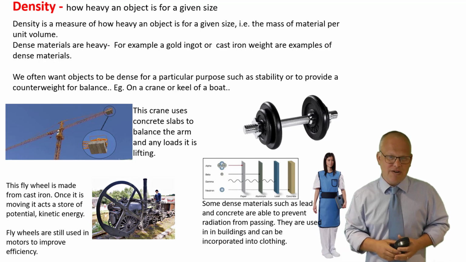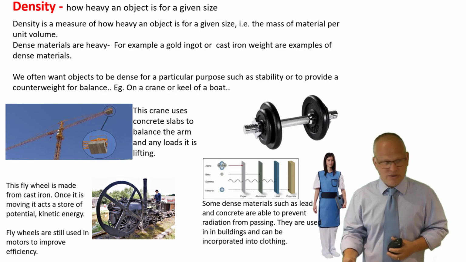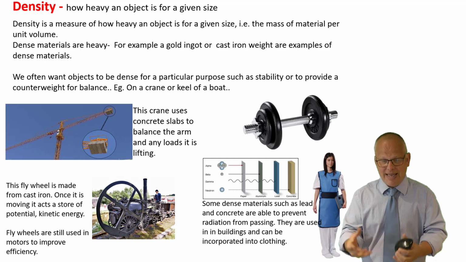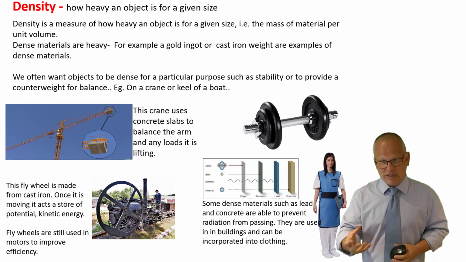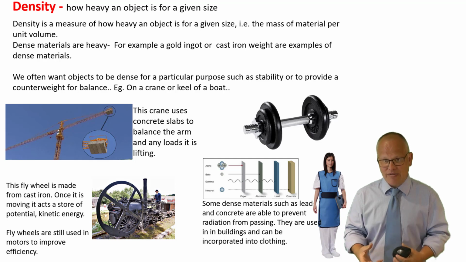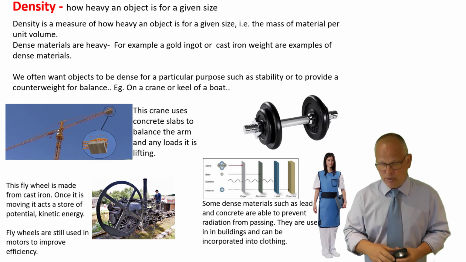Things like cast iron are really important for things like weights. If you want a given weight to stabilise an object, or if you're weight training, you want to know how many kilograms you've got. Cast iron is a fixed density. You know what you're getting. You can make it exactly the right size to give you the weight that you want, the load that you want.